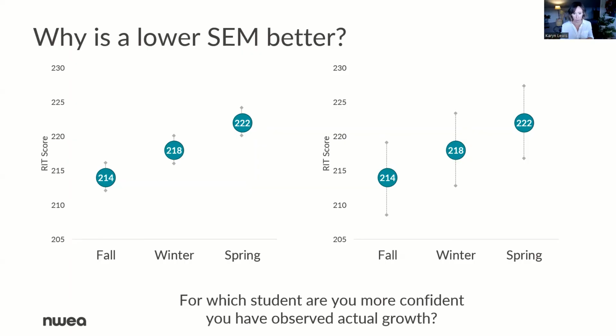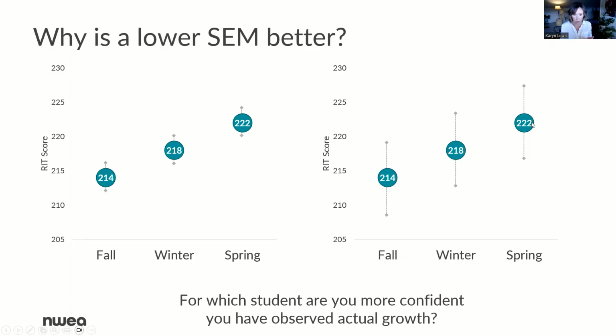Well, note for the student on the left, their spring score of 222, noting that there might be some imprecision in that estimate. It might be as high as, let's say, 224. It might be as low as 220, but it certainly has no overlap with their fall score. The same is not true for the student on the right.